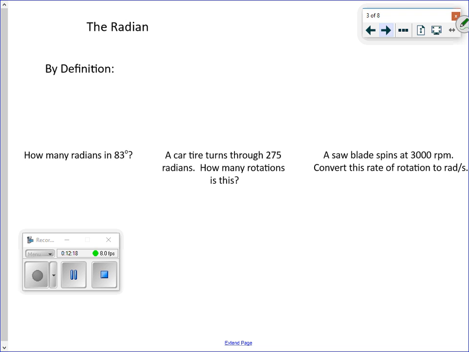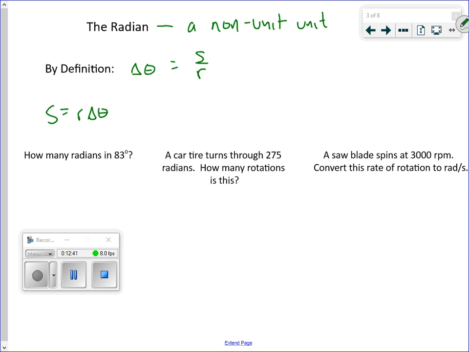What's the radian? It's like a non-unit unit. It's not really a unit. By definition, if we say that S is R delta theta, then delta theta is S over R. Notice that S, an arc length, is measured in meters, and R is measured in meters, so this really doesn't have units, but we say it's a radian. It's this special ratio, where the perfect one is 2 pi.